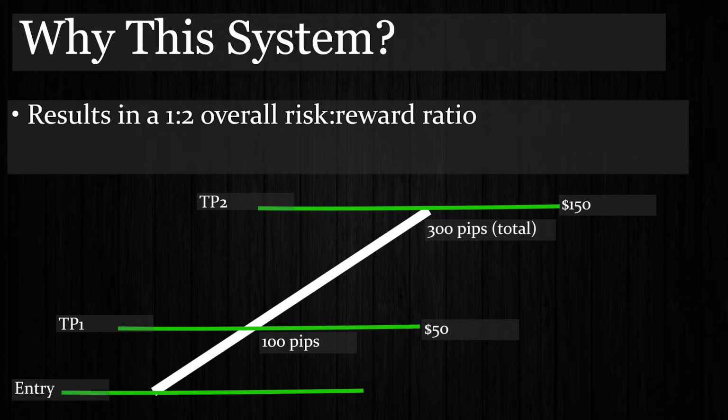Then it moves a total, including that first 100, of 300 pips, which if we had the whole position open would be $300. But we only have half the position open at this point, so it's about $150. When price hits that, what we end up getting is $150 plus the original $50 we got. So we end up getting $200.